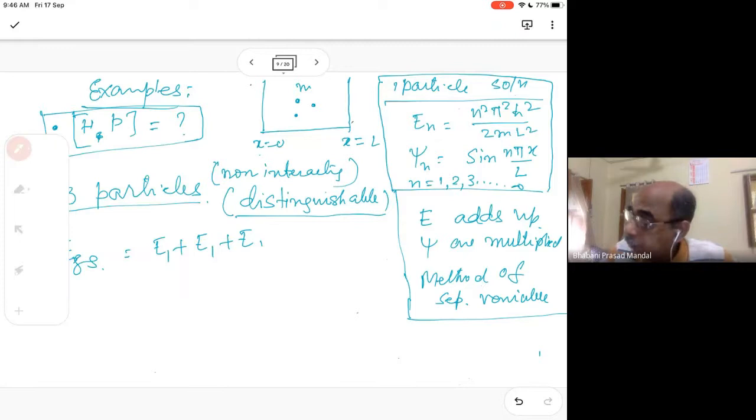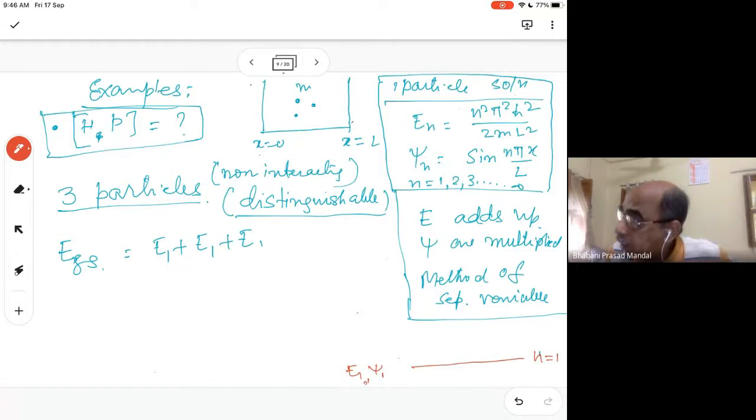Okay. So suppose this is my n equal to 1 state, its wave function is psi 1 and E1 is the energy. Suppose this is my second state, n equal to 2, the wave function will be psi 2 and the energy will be E2. And suppose this is my n equal to 3 state. They are not equispaced, but you understand.